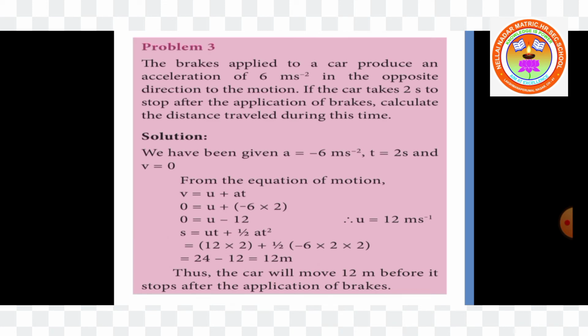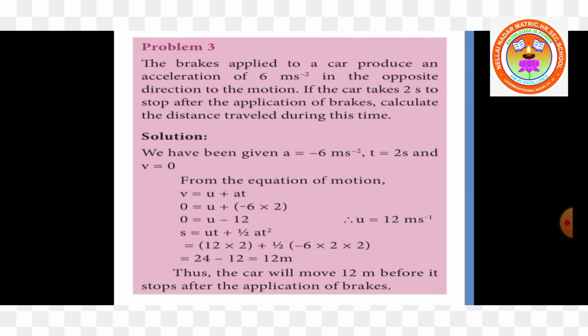So you need to calculate the distance traveled by the car in 2 seconds when the brake is applied and it produces an acceleration of 6 meter second inverse square in the opposite direction of the motion of the car. So students, first you need to take the given values. Here the acceleration of the car is given. The acceleration is opposite to the direction of the motion, so we can write a is equal to minus 6 meter second inverse square. The negative sign indicates the acceleration of the car is opposite to the motion of the car.